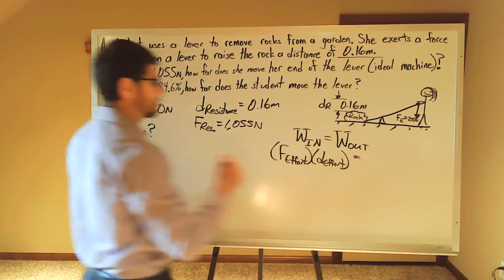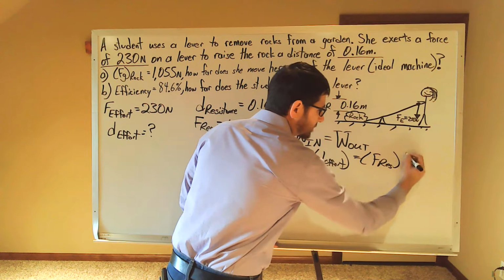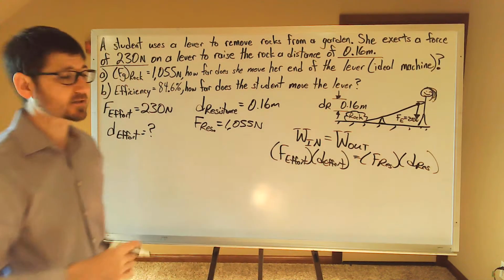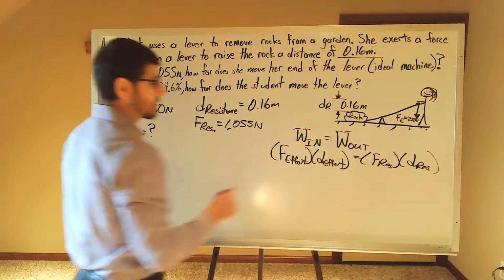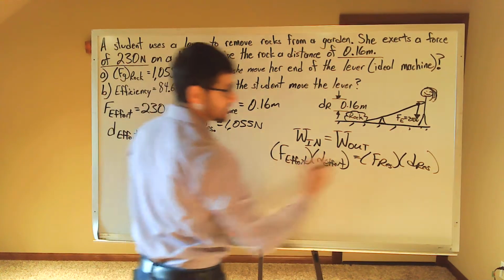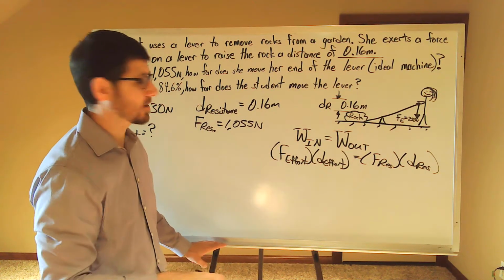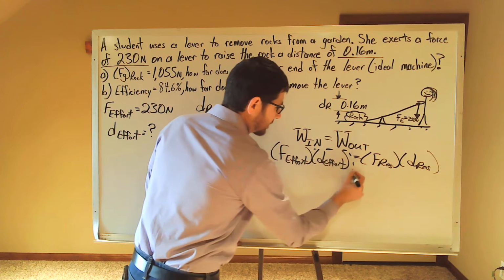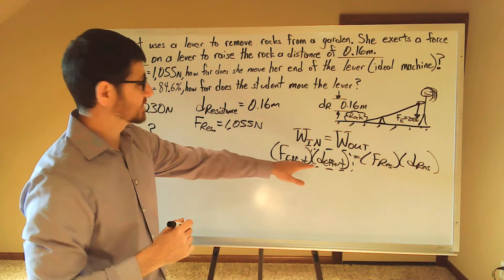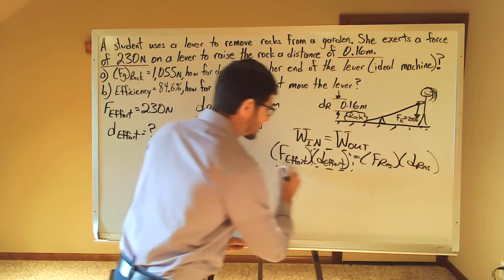Now, our output work is going to be the force of resistance multiplied by the distance that the resistance moves, okay? So we have all of our values except this effort distance. So it's wanting to know how far does this student push down on the lever. So I'm going to isolate this variable on the left-hand side of the equal sign. So I'm going to divide by effort force on both sides of the equal sign.